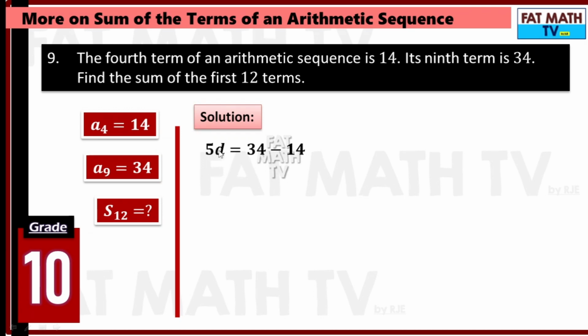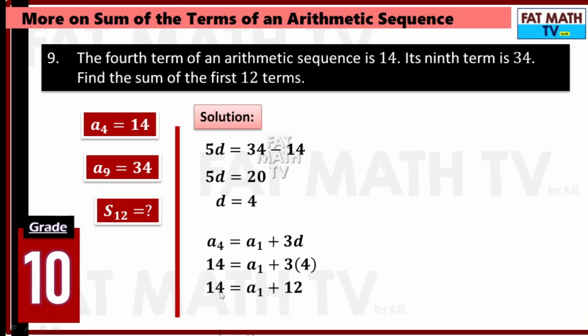Okay, so 5d is equal to 20 and d is equal to 4. And then before we solve for s sub 12, we need to identify a sub 1 first. That is by using the formula for a sub 4. A sub n equals a sub 1 plus n minus 1 times d. A sub 4 is a sub 1 plus 3d. A sub 4 is 14. D is 4 that we got here. So 3 times 4 is 12. 14 minus 12 is 2. So a sub 1 is 2.